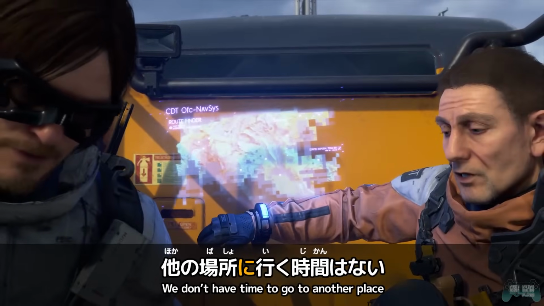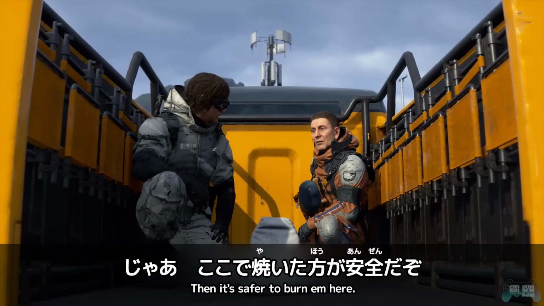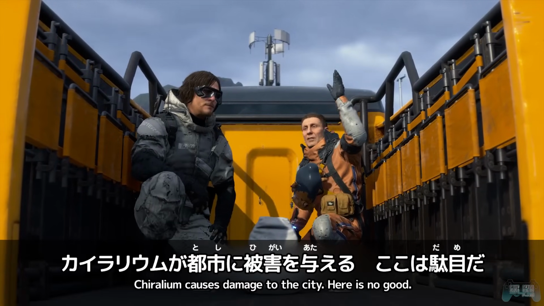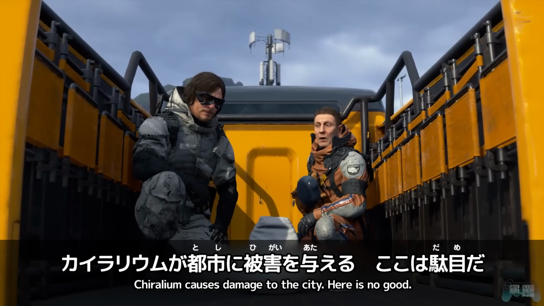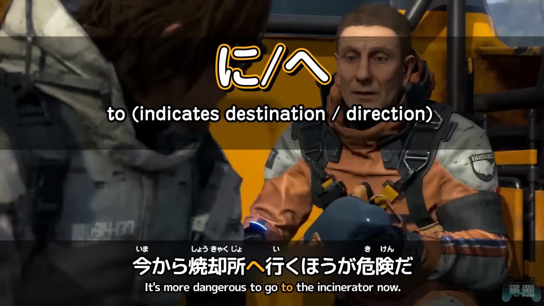他の場所に行く時間はない。 じゃあここで焼いた方が安全だぞ。 カイラリウムが都市に被害を与える。ここはダメだ。 今から焼却所へ行く方が危険だ。 Ni and e.